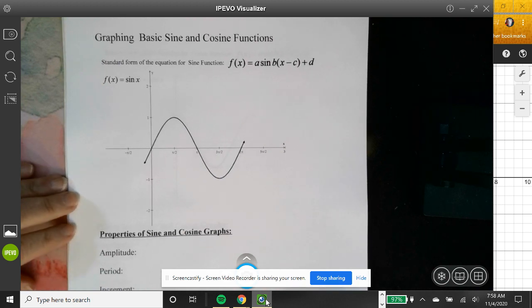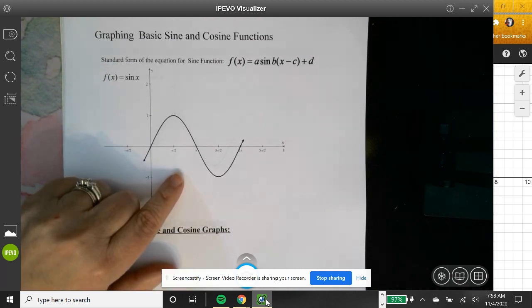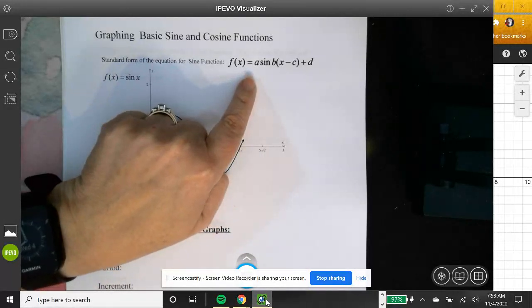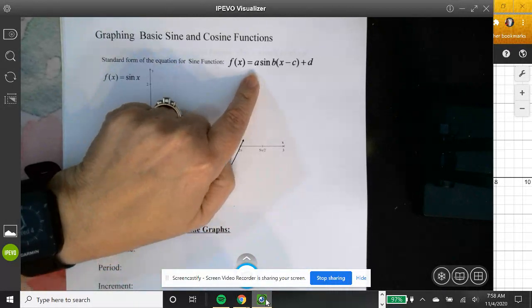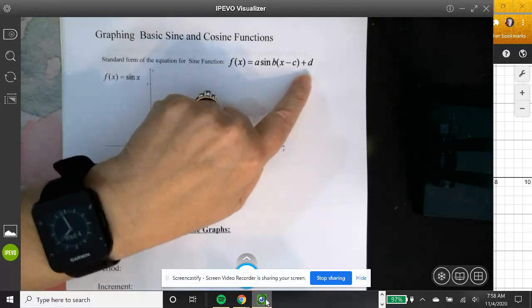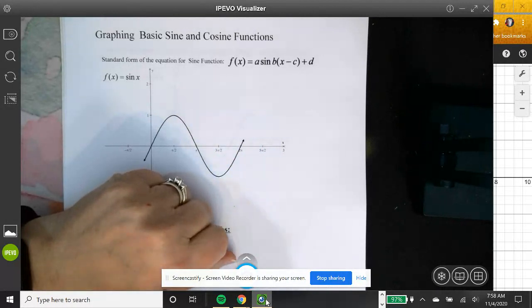Right, in this lesson we're going to talk about graphing basic sine and cosine functions. And this is an equation for the sine curve in standard form. It's similar to y equals ax squared plus bx plus c, that's standard form for a quadratic. But for a sine function, we have a sine b of x minus c, plus d. Let's talk briefly about what these letters could mean.